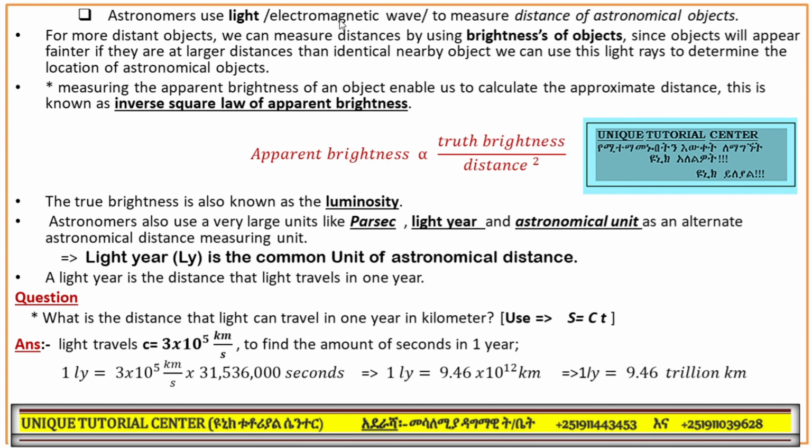Astronomers use light or electromagnetic waves to measure the distance of astronomical objects.